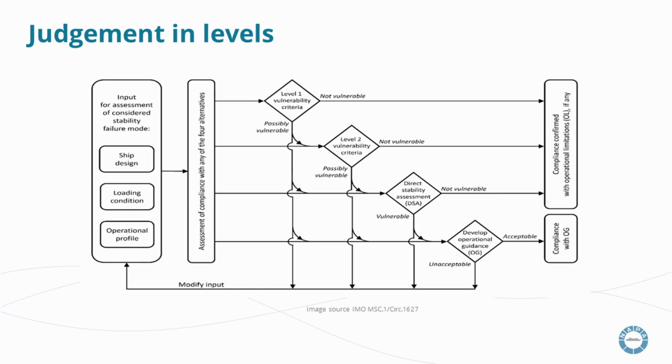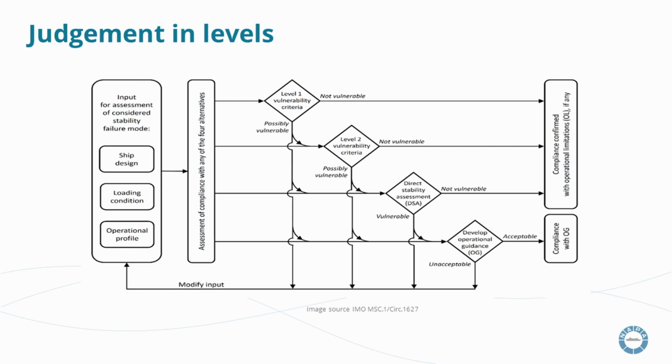This figure is from the interim guidelines for the second generation intact stability and illustrates the level approach for determining if the vessel complies with the criteria with a specific loading condition. The order of which to do these checks is not regulated, but by starting with level 1 and going down the chart, the complexity of the calculations is also increased gradually.